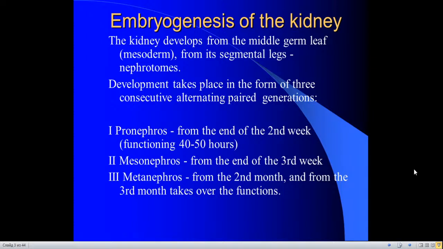Well, we will begin. Embryogenesis of the kidneys. The kidney develops from the middle germ leaf or mesoderm from its segmental legs, nephrotomes. Development takes place in the form of three consecutive alternating pair generations. First generation, this is pronephros. Second generation, this is mesonephros. And third generation, this is metanephros. Reflect please this information on your notes now.